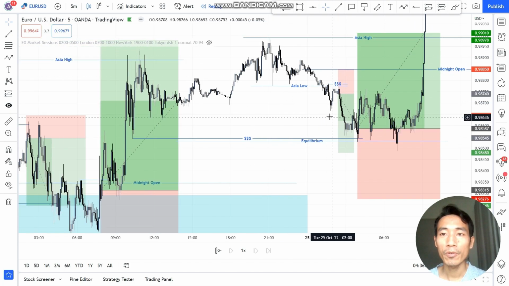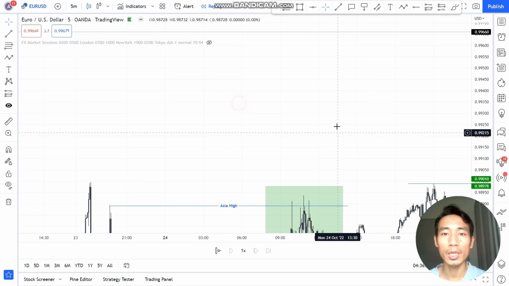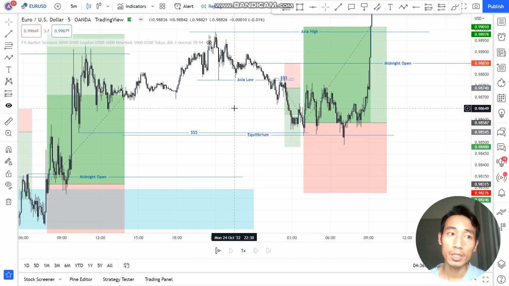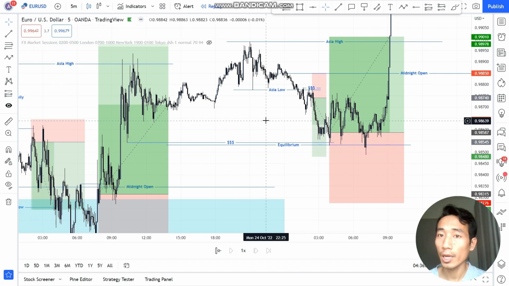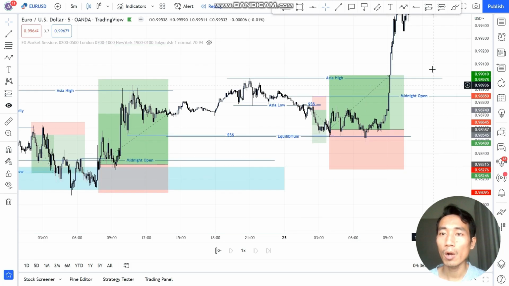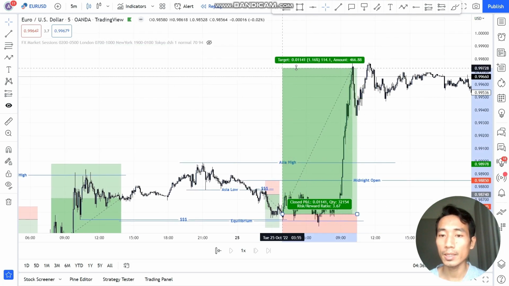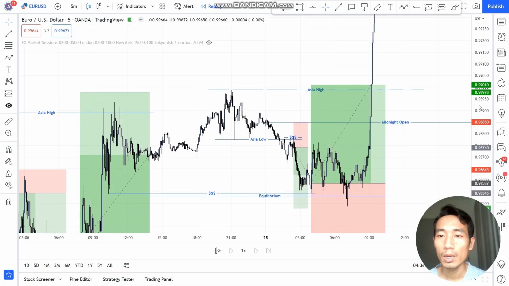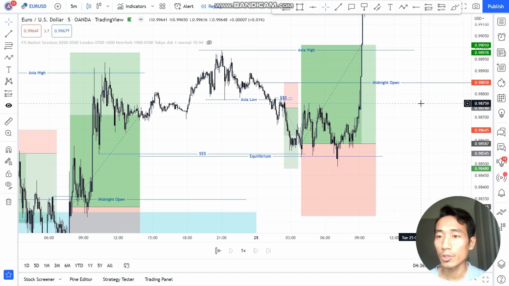and I target the Asia high. Our first target is a lot higher, which is I think somewhere up here. But because it's Tuesday, I just feel like I don't want to trade for so long, so I just target right here, and that's enough for the day. If I hold the trade, it could be nice, but it doesn't matter. We get what we wanted, and that's good enough for me.